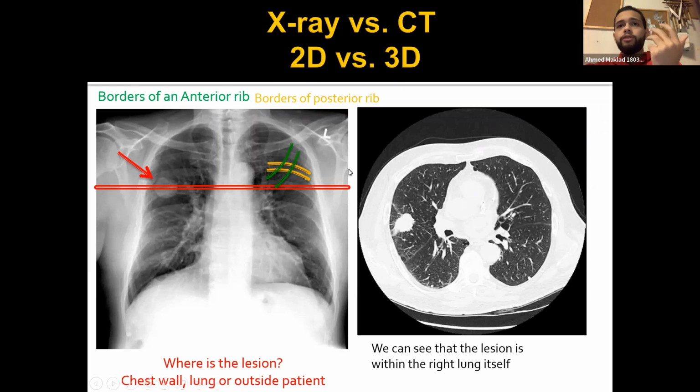resolution. But if you look at the CT of the same patient, you're going to be able to localize it exactly where it is, and if it's compressing or invading into any other adjacent structures, right? So yeah, that's the main difference between CTs and X-rays. An X-ray will give you a 2D image, while a CT will give you a 3D image.